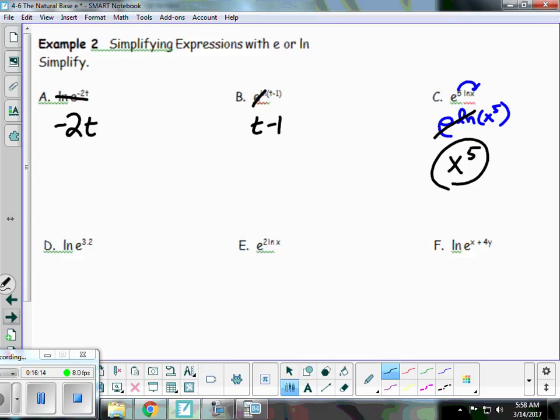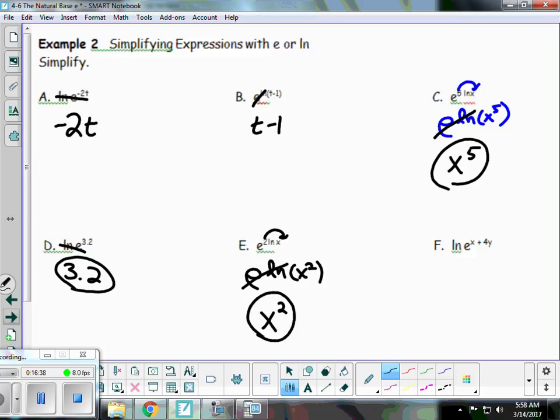For part D, natural log and base e cancel. You're left with 3.2. For part E, we have to raise that as an exponent, so that would be e to the natural log of x squared. Now we can cancel, and we're left with just x squared. And then here we have the natural log of base e. Those cancel, and we're left with x plus 4y.